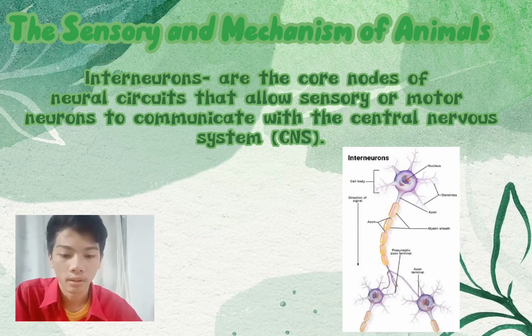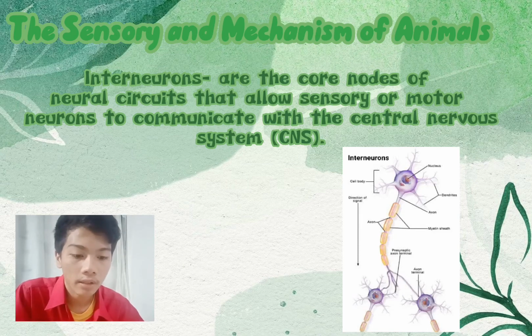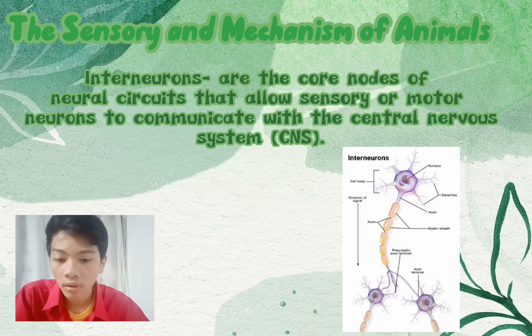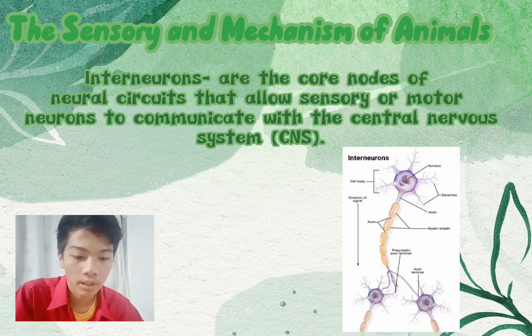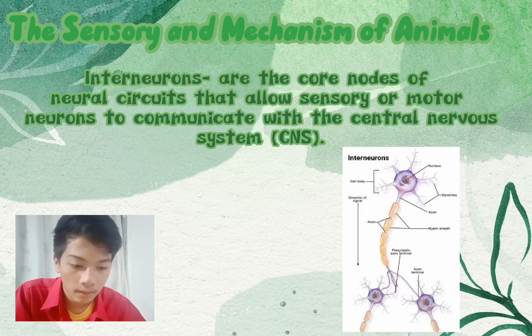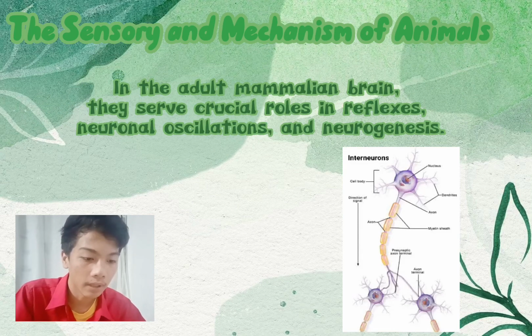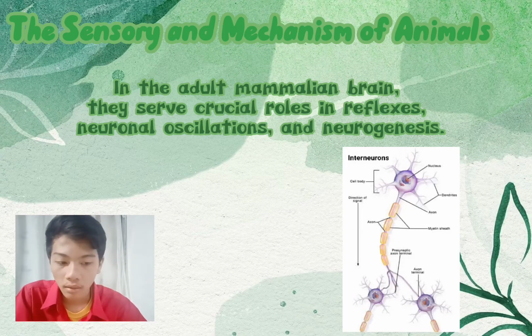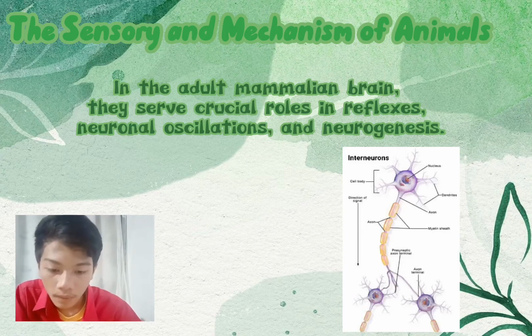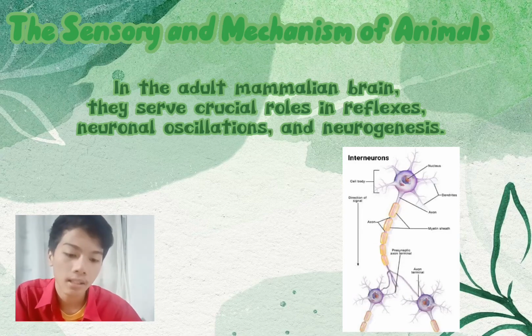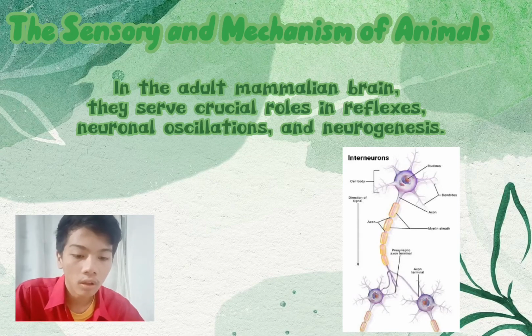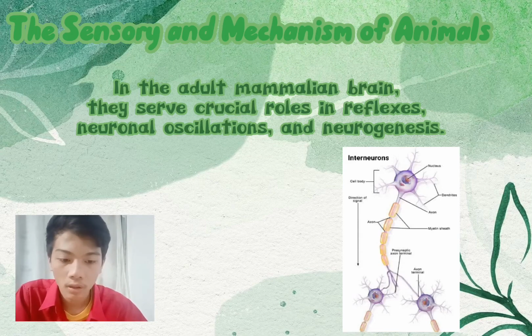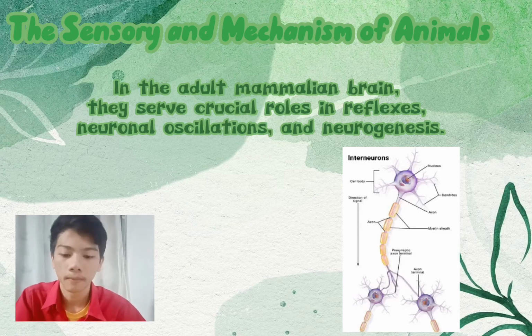The interneurons are the core nodes of neural circuits that allow sensory or motor neurons to communicate with the central nervous system, the CNS. In the adult mammalian brain, they serve crucial roles in reflexes, neuronal oscillation, and neurogenesis.